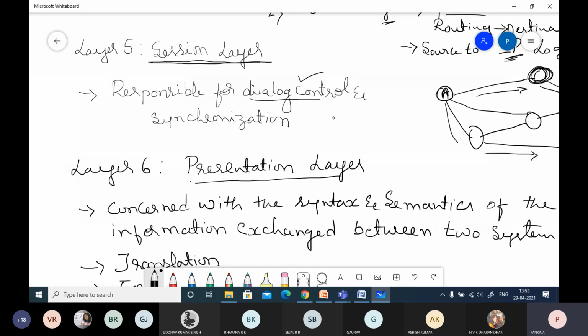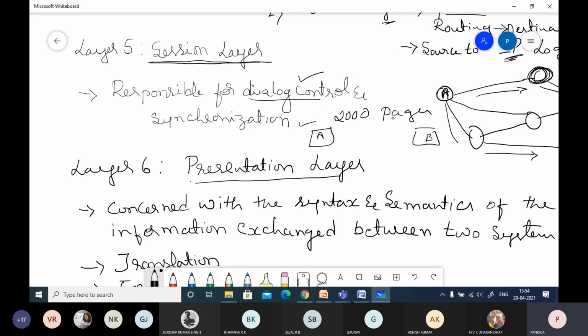Then synchronization is another responsibility of the session layer. These are the two responsibilities. So what does synchronization mean? I will take one example. Synchronization can be achieved by adding checkpoints or synchronization points to a stream of data. Consider I want to transfer 2000 pages from one device to the other, from device A to device B.